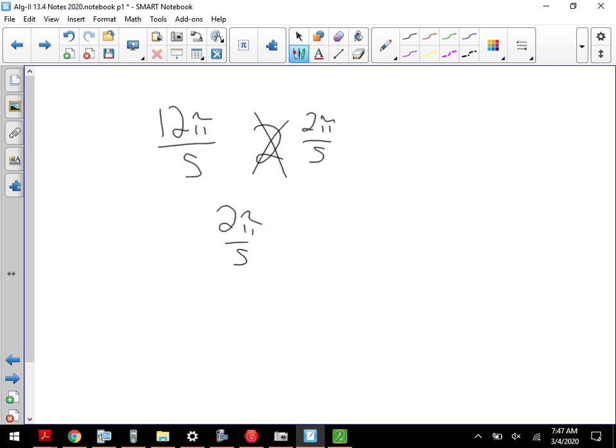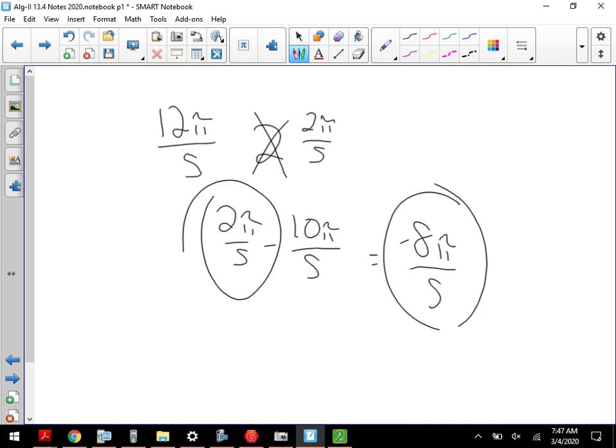That gets your positive. To get to your negative, you subtract 2 pi out of it. Well, when you subtract 2 pi in terms of fifths, it's 10 pi over 5. And you get negative 8 pi over 5. Those become your 2 coterminal angles.